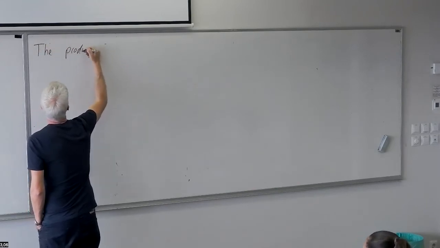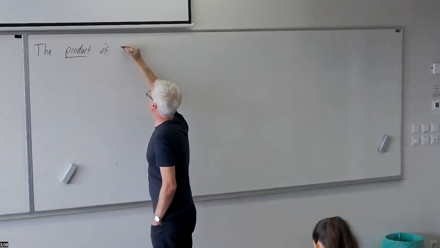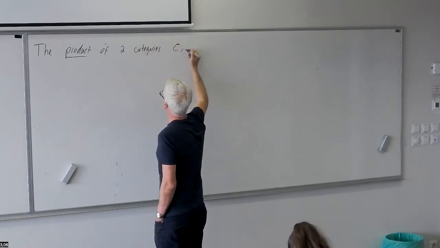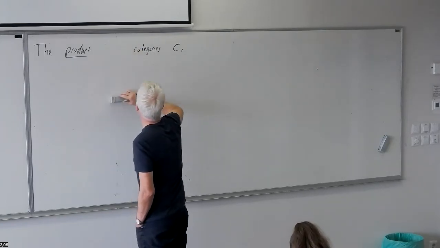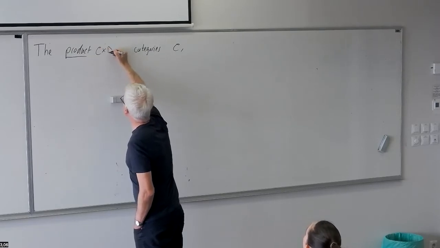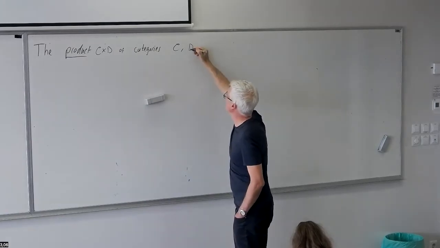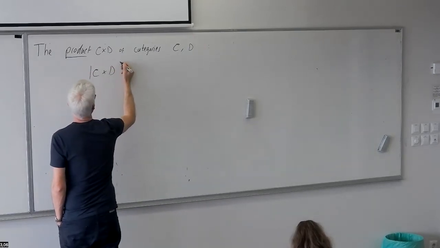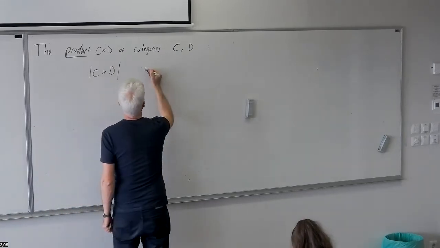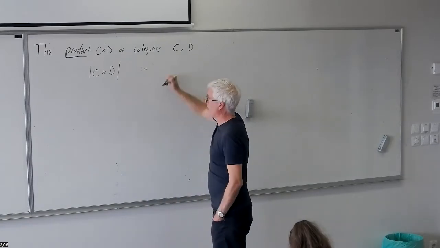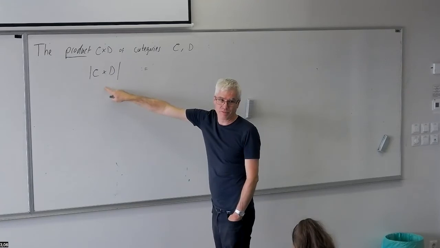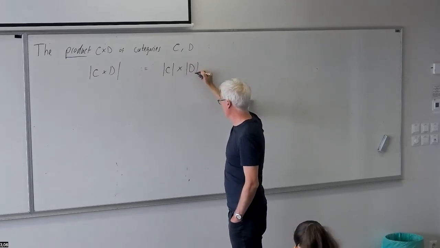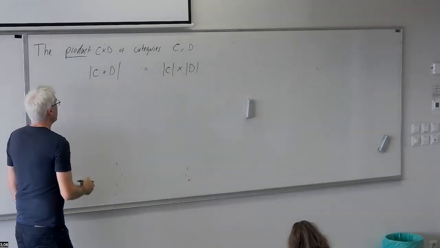The product of two categories C and D. Actually, let's write it like this. Product C times D, the notation for the categories C and D. It's defined by, you need to define what the objects of the product are. And the definition is not surprising. An object of the product is just a pair of objects, one from C and one from D, an ordered pair. So in other words, the collection of objects is the Cartesian product of the collections of objects of the two categories.